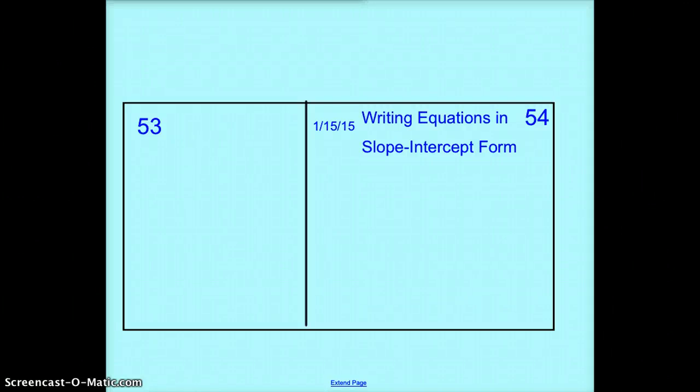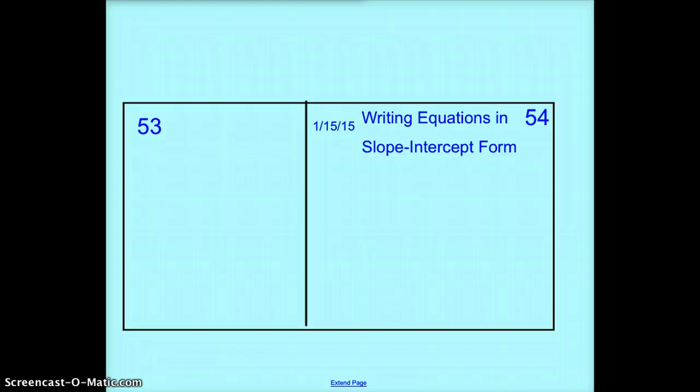Today we're going to talk about writing equations in slope-intercept form. So you're going to add a new entry to your ISN. It's pages 53 and 54. You can date it January 15th and title it Writing Equations in Slope-Intercept Form.